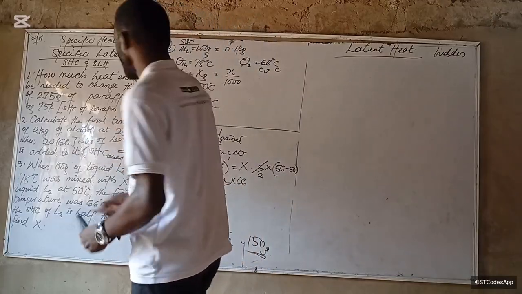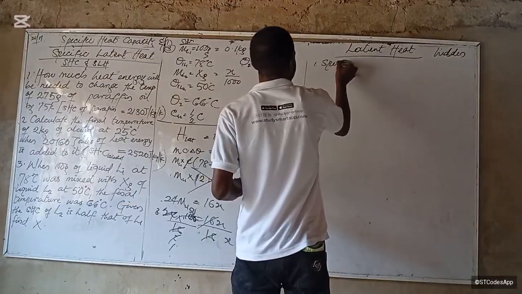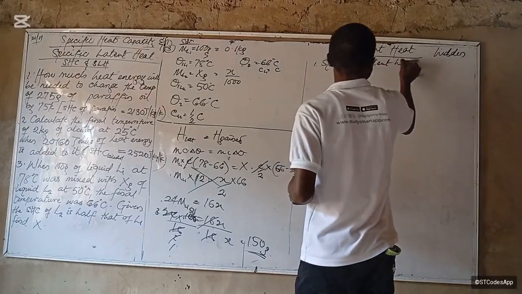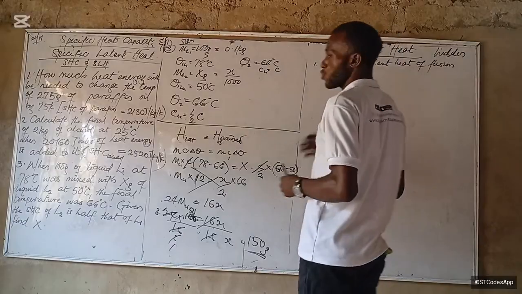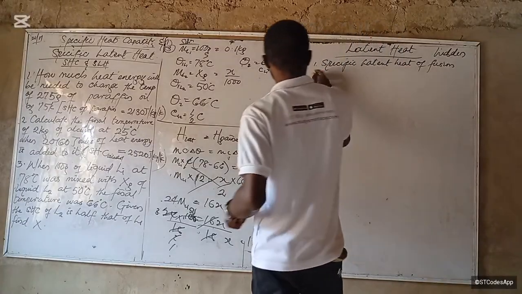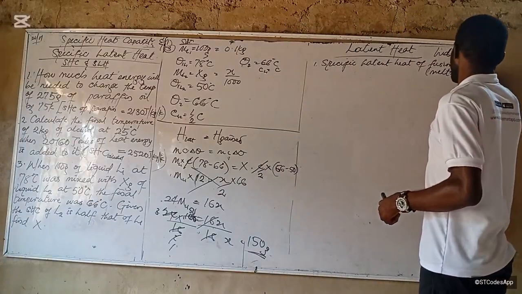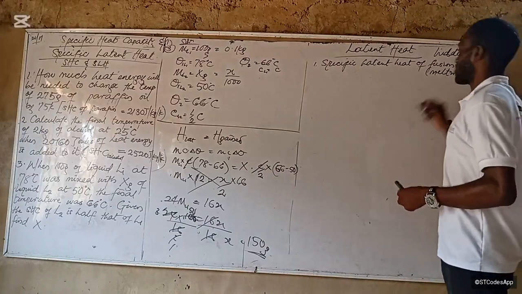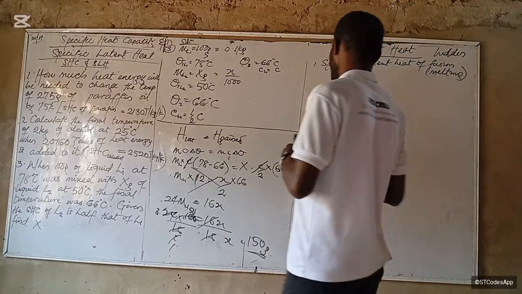There are two forms of latent heat. We have the specific latent heat of fusion of ice. Is that okay? And that's melting. Now it usually confuses students when you hear of fusion and then they say it's for melting. Because fusion, what does fuse mean? To come together, right? I'll tell you why it's called fusion.